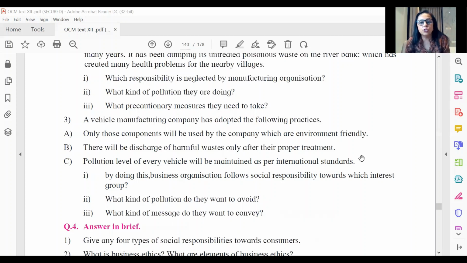By doing this, the business organization follows social responsibility towards which interest groups? Once again, they're following social responsibility towards the community because they're following the social responsibility of protection of the environment. Second, what kind of pollution do they want to avoid? We are talking about a car manufacturing unit, and so they are avoiding air pollution. Third, what kind of message do they want to convey? They are conveying that every manufacturer should be socially responsible and it is our duty to protect the environment. So this is how we answer this case study on social responsibilities. We move to the next chapter now.